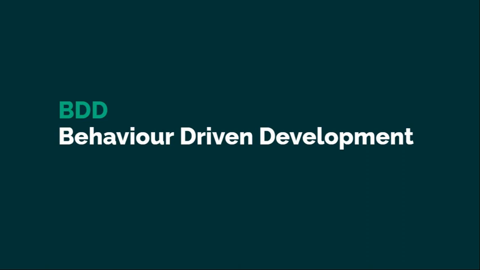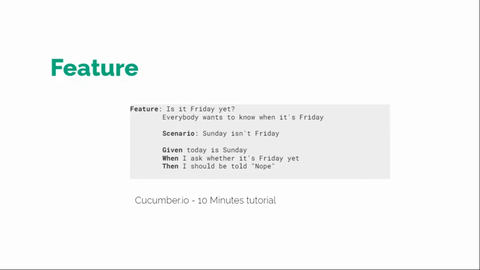Hi, in this episode, we'll talk about behavior driven development. As you know, we previously discovered TDD and its life cycle. So, in BDD, we'll look at this feature file. This example is taken from cucumber.io. You can watch there a tutorial with the name 10 minutes tutorial for Cucumber.